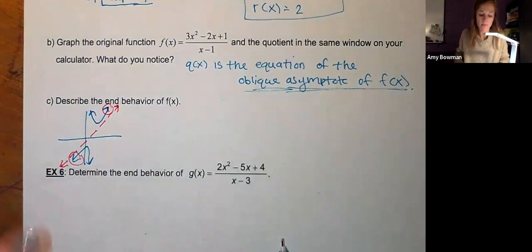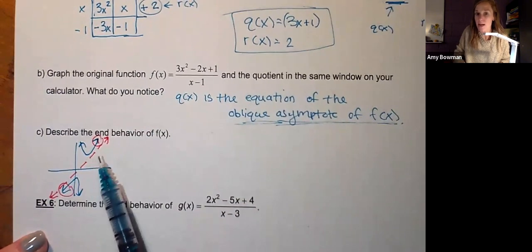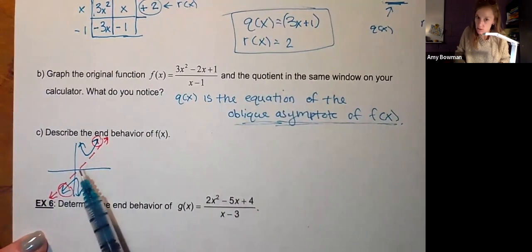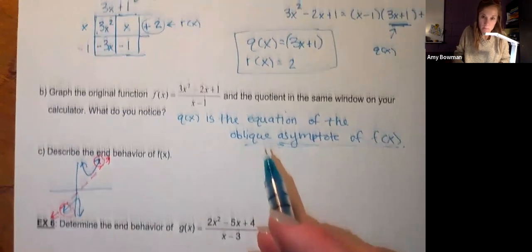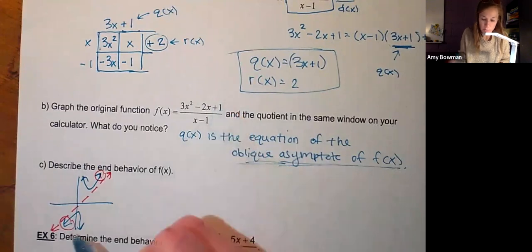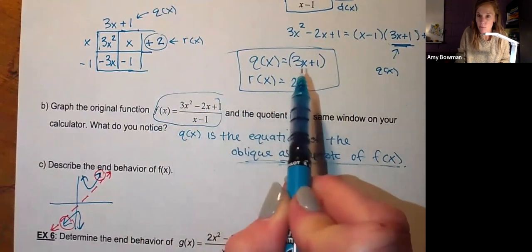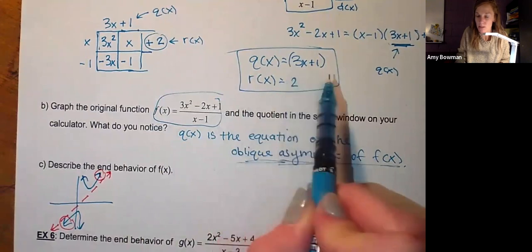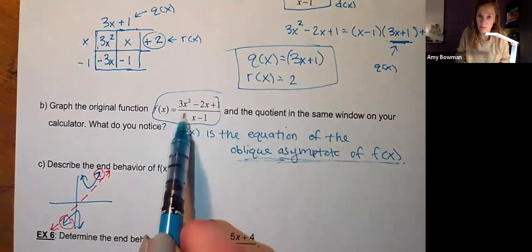So if I'm not able to look at a graph of this, but I can at least get the quotient and I know what the graph of the quotient looks like, then I know what the end behavior is doing. Before we graphed it, we didn't know what this graph looks like, but I do know what the graph of 3x plus 1 looks like because I could sketch that pretty easily. And this is going to indicate the end behavior of f of x.